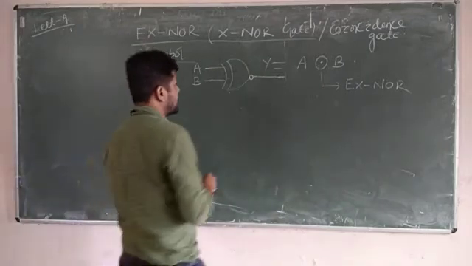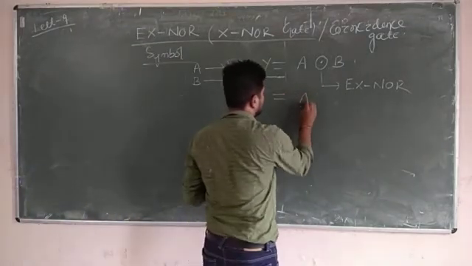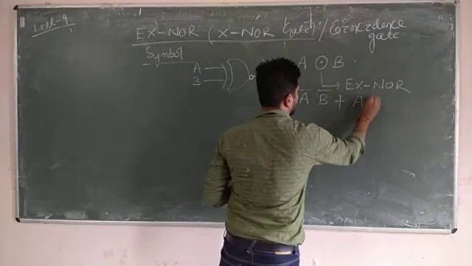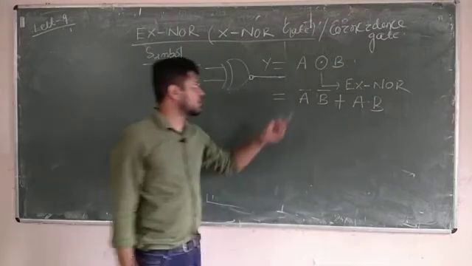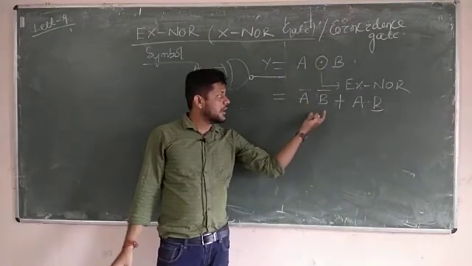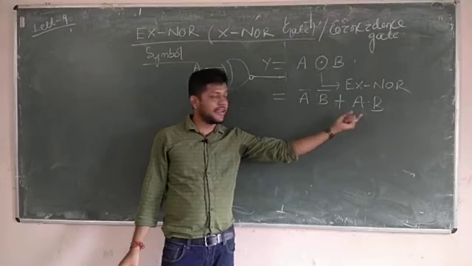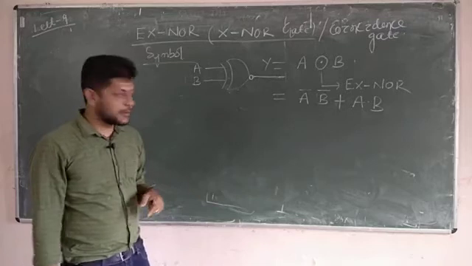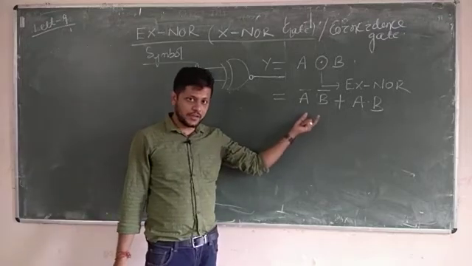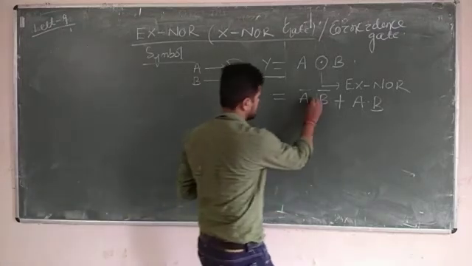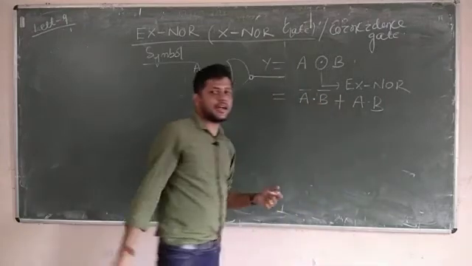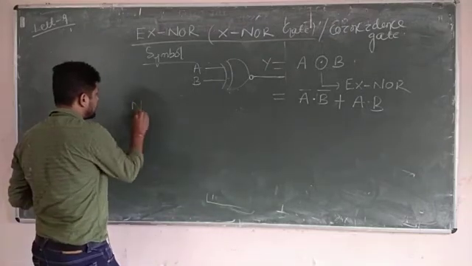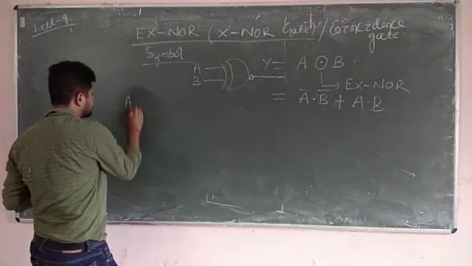Then how to write this exclusive NOR gate? The expression for this is A bar B bar or AB. So if I open up this A exclusive NOR B, I will get A bar B bar or A and B. In exclusive OR gate, the expression is A bar B or A B bar. For exclusive NOR gate, the expression is A bar and B bar or A and B. So this is the expression for your exclusive NOR gate.